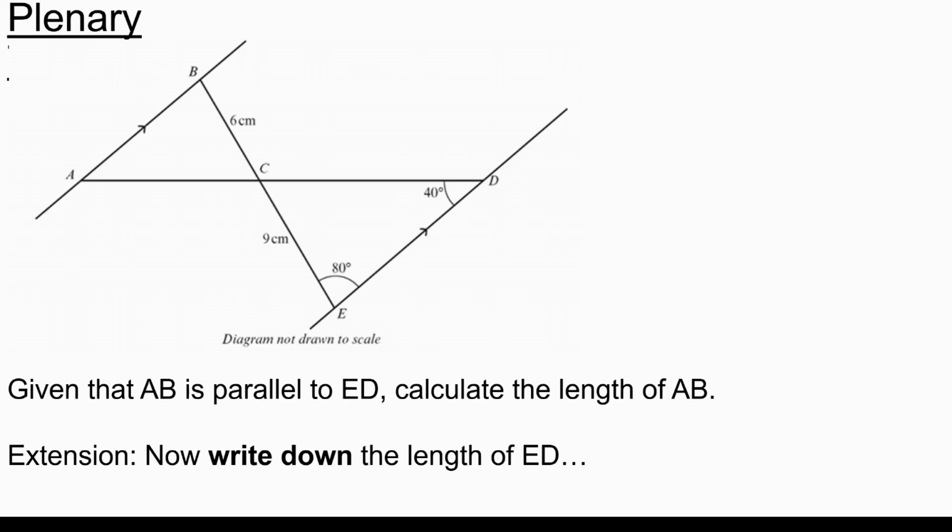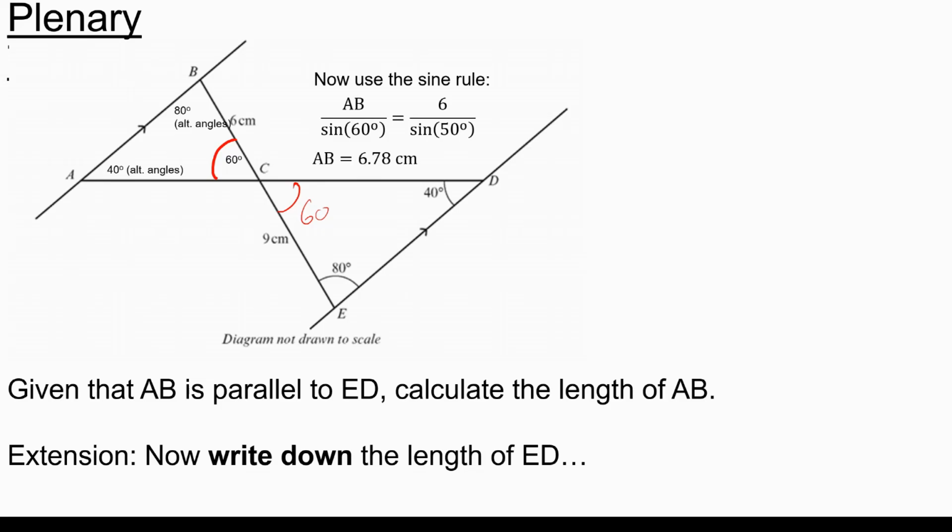Okay, here's the answer. So firstly, using alternate angles, A is also 40 degrees by alternate angles because of the parallel line properties. We can then work out this angle here, angle ABC. This is 60 because 80 and 40 is 120, so the missing angle here is 60. And then vertically opposite angles are equal, so we have 60. We can now use the sine rule to work out AB, which is about 6.78 centimeters.